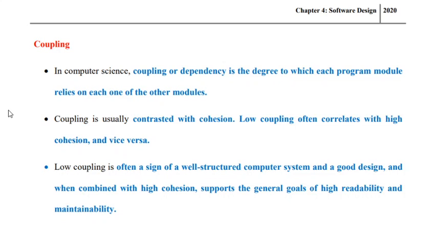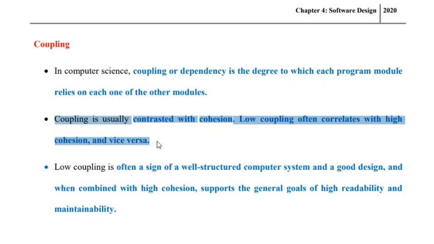So we need to organize a system as a collection of modules where modules interact with each other with a minimum amount of information, or a very low degree of coupling. Coupling in computer science is the degree of dependency between program modules. It is in contrast with cohesion, where cohesion stands for the functional strength of a module. So it's an intra-module concept. Coupling is intermodule and cohesion is intramodule.